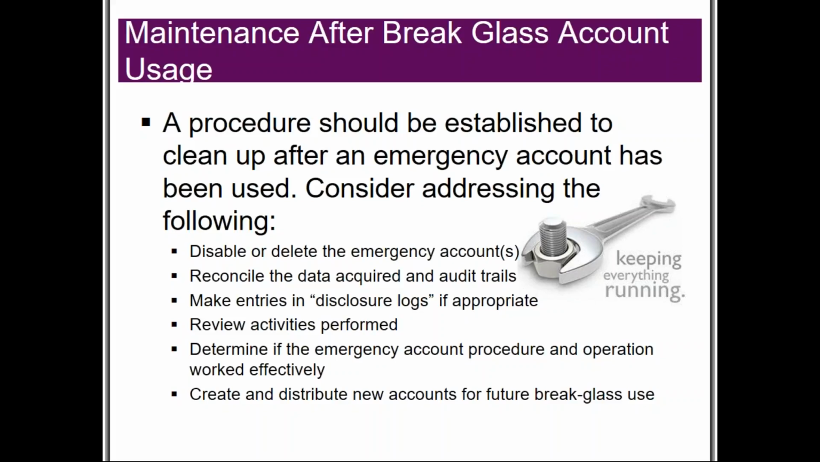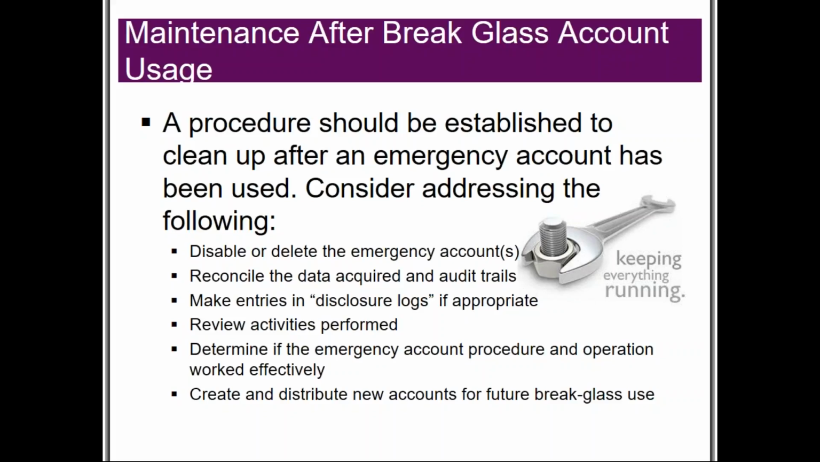The second thing I have here is to reconcile the data acquired in audit trails to reflect the proper operator's name. So you want to make sure that whoever used that account, his name or a user ID or something is captured for identification purposes. The next one is make entries and disclosures if appropriate. This is where I was talking about HIPAA. If you have HIPAA policy or procedure forms that you might have to fill out, you want to make sure that you disclose the use of this break glass account to those people who need to see it. The next one is review activities performed, including the data acquired and the data that was accessed by that person.